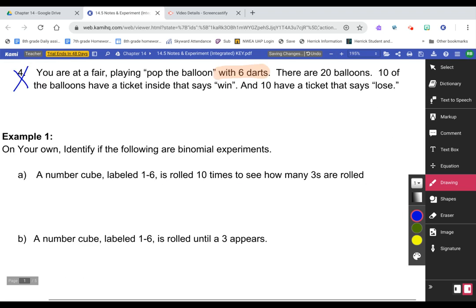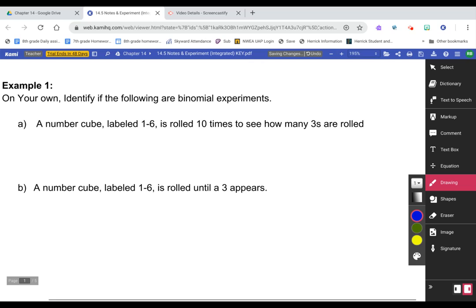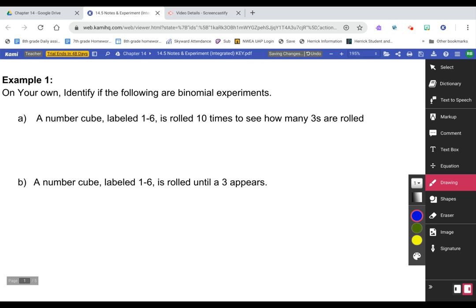Okay, so on your own, I want you to pause the video and answer example 1, part A and B, and let me know if they are binomial experiments, and I also want you to explain why they are or why they aren't.